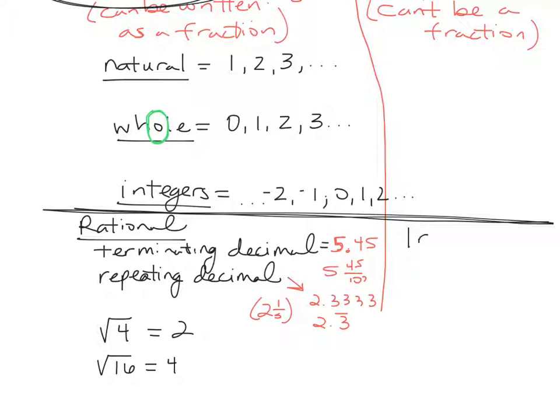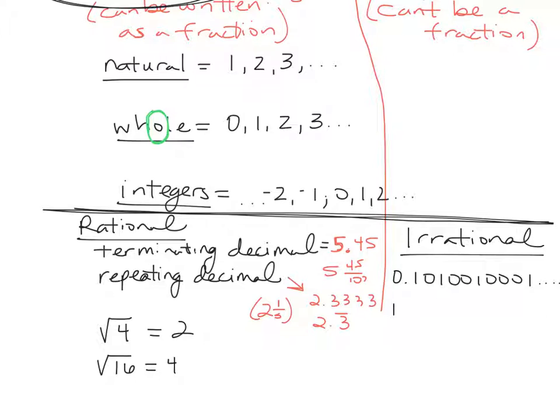Irrational numbers are numbers that don't fall into that. So like the number 0.1010010001 and so on and so forth. It has a pattern, but you cannot write it as a fraction. Okay, so that's irrational.